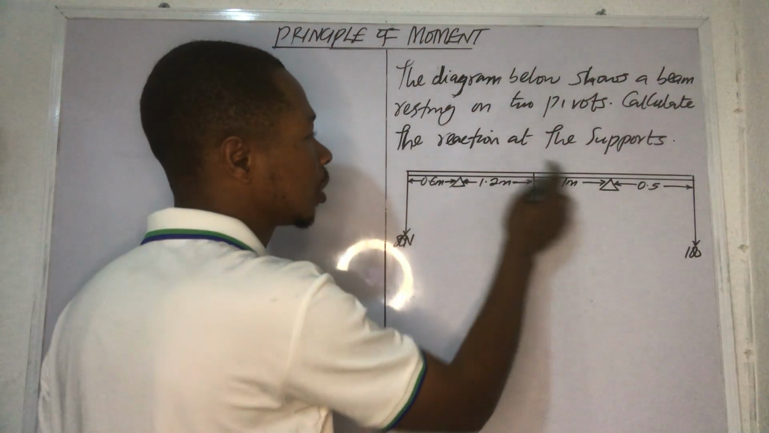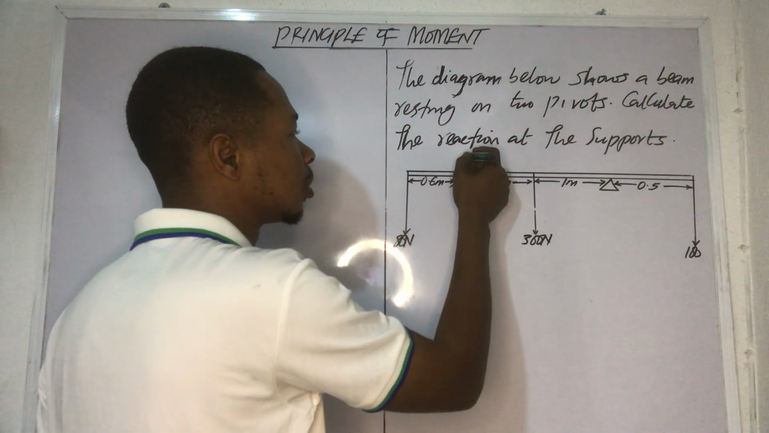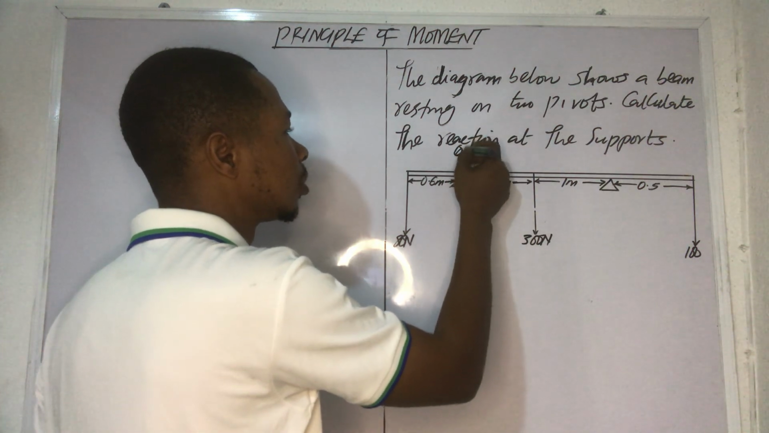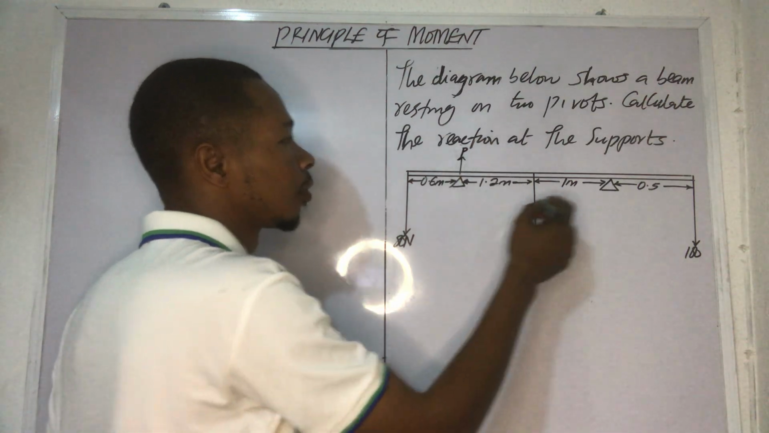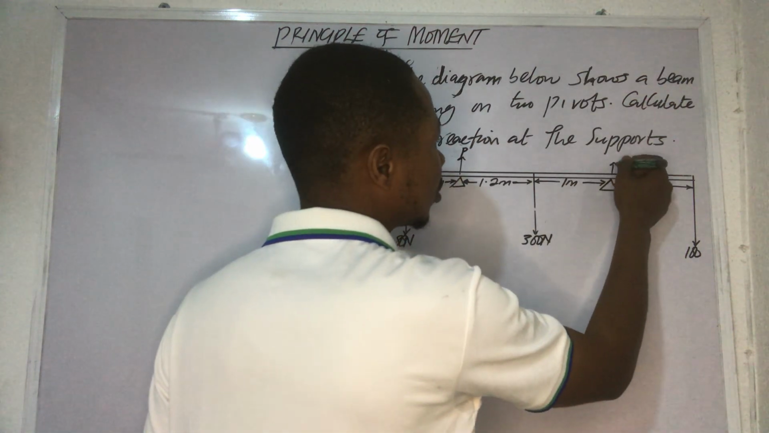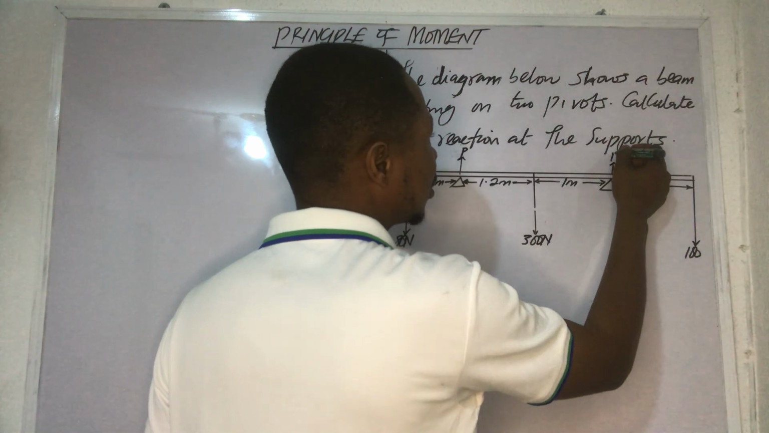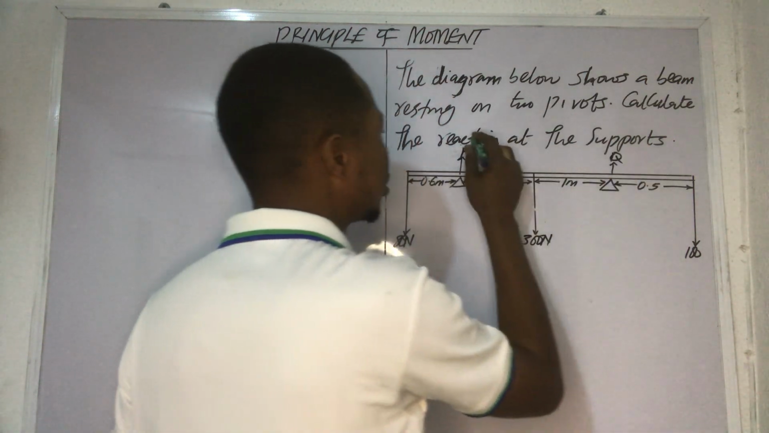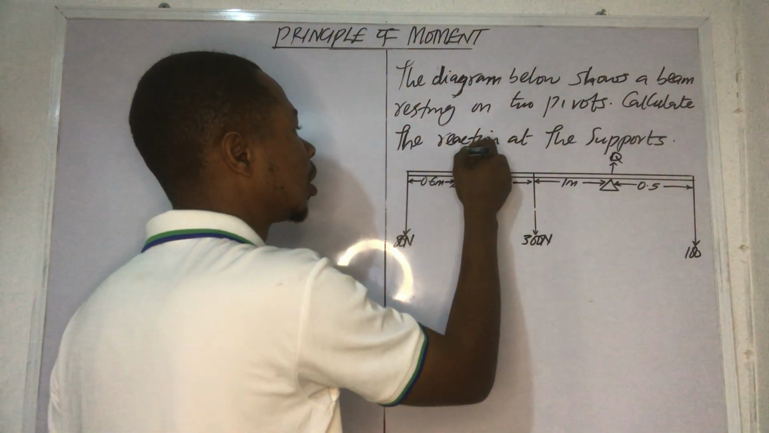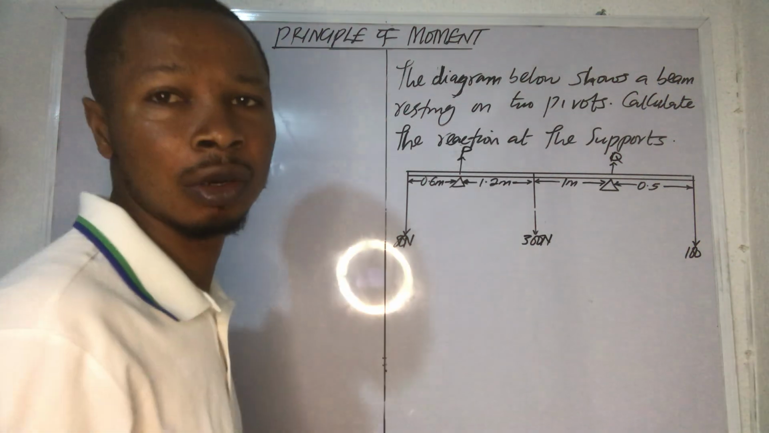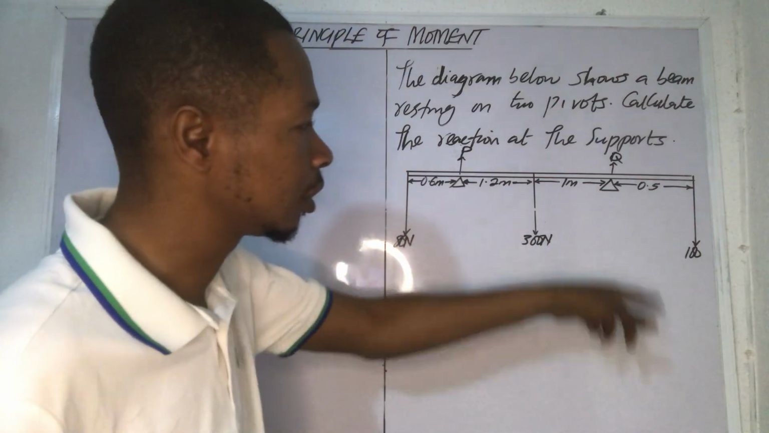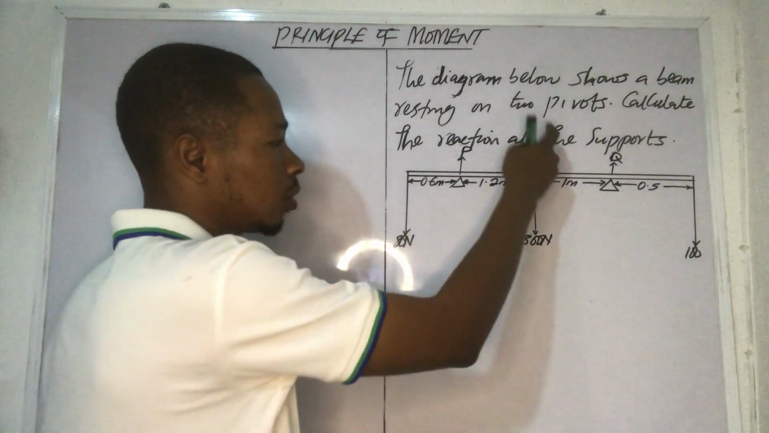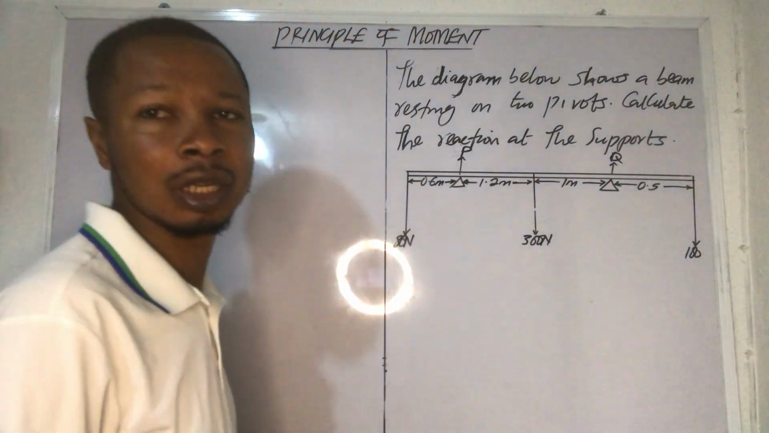These two supports will be acting upward. Let's say this is P, and the other one, the support at this place, let it be Q. So you have P and Q acting upward. These two forces will be acting upward, while these three forces are acting downward. This one, this one, and this one are acting downward.